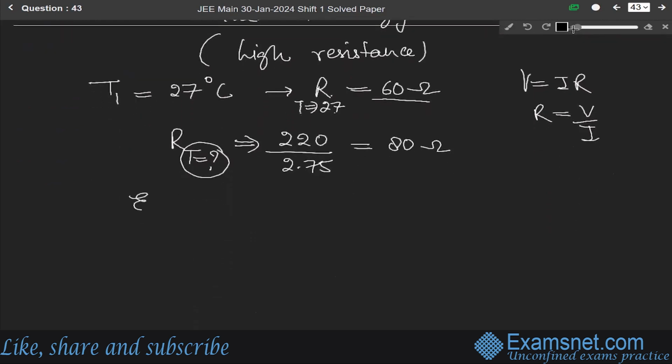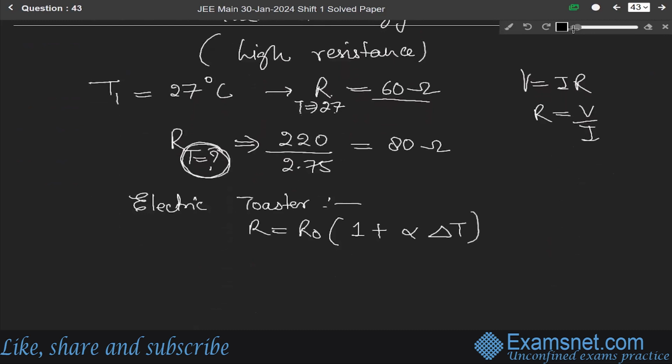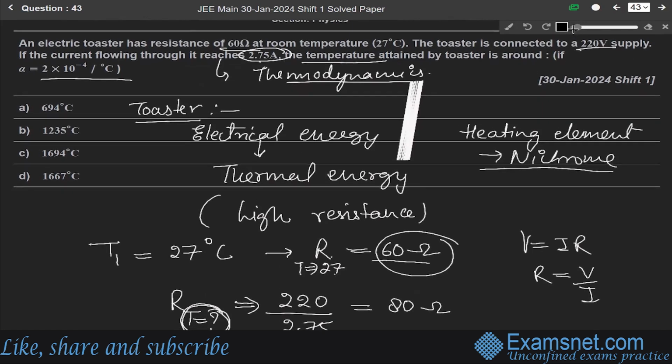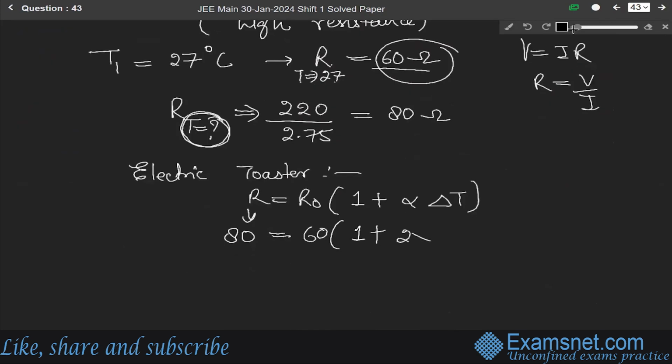Now the equation for the electric toaster is given as R equals R naught times 1 plus alpha delta T. So R is what? At which we have to find the temperature, it is 80, and R naught is 60, times 1 plus alpha. Alpha is given as 2 into 10 to the power minus 4, times delta T. We have to find this delta T.